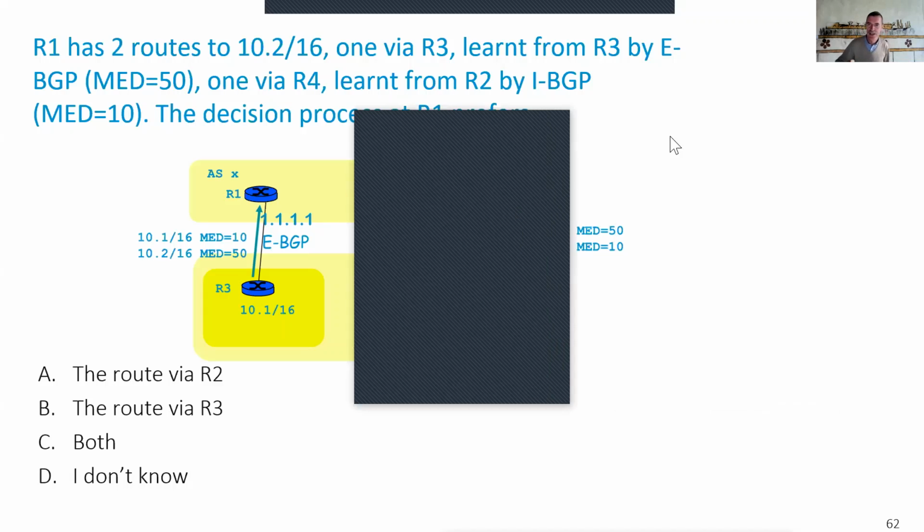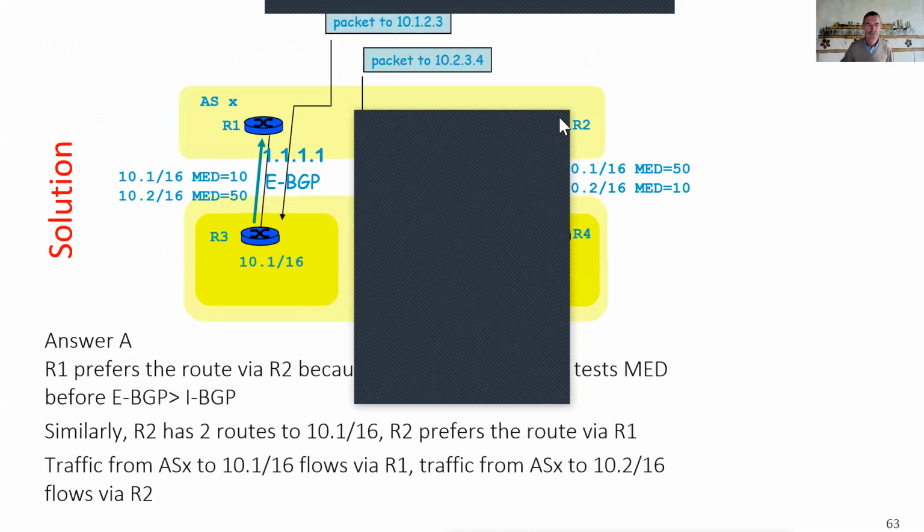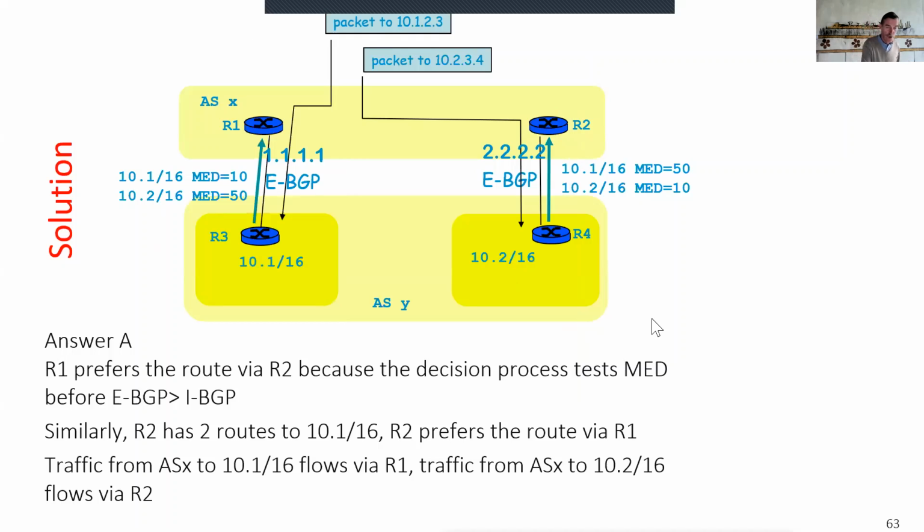And the majority says A, which is the correct answer. To know that, you have to look at the decision process, and we see that the decision process applies MED before the decision whether e-BGP should be compared with i-BGP. So in this case, R1 clearly prefers this route, which means that the packet that goes to 10.1 will go this way, and the packet that goes to 10.2 will go that way.